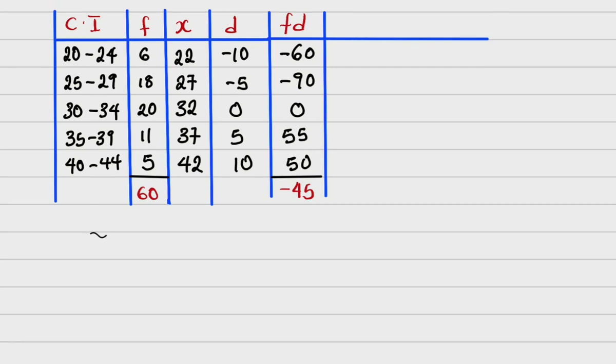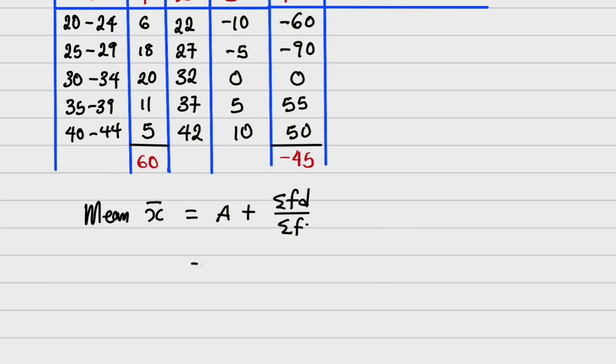Guys, I want you to remember that we said the mean, which is X bar, is equal to A plus summation FD all over summation F. Now, we have our assumed mean to be 32, that is A, plus our summation FD, which is minus 45, then all over our summation F, which is 60.